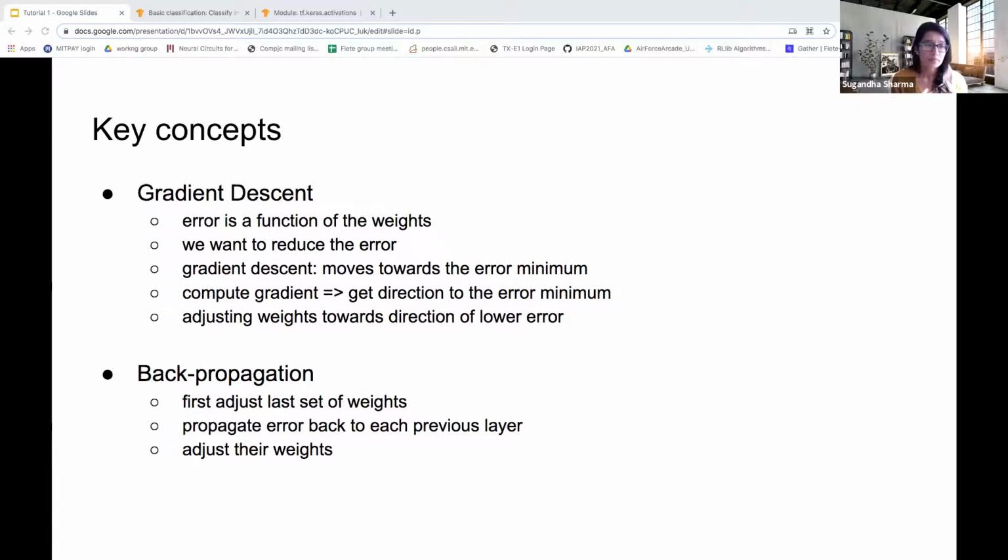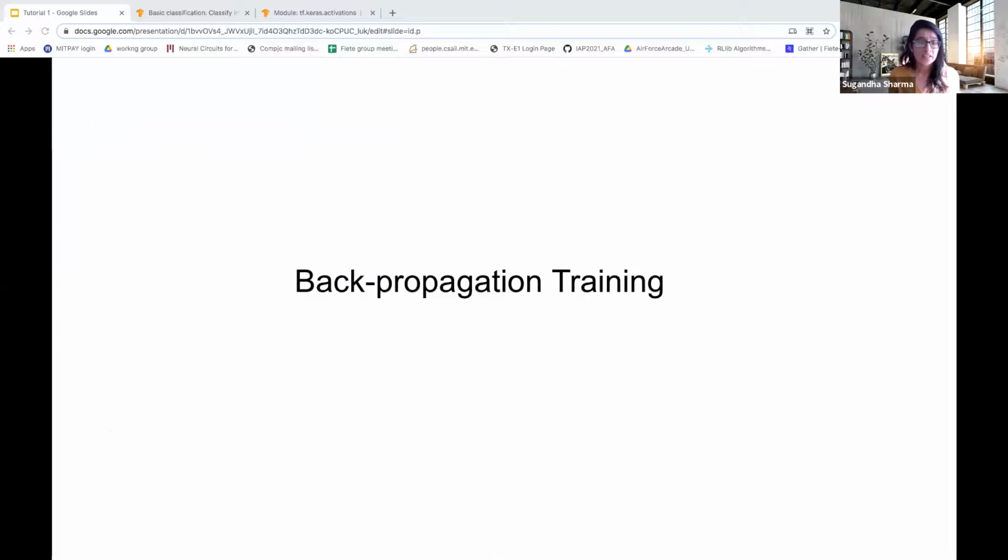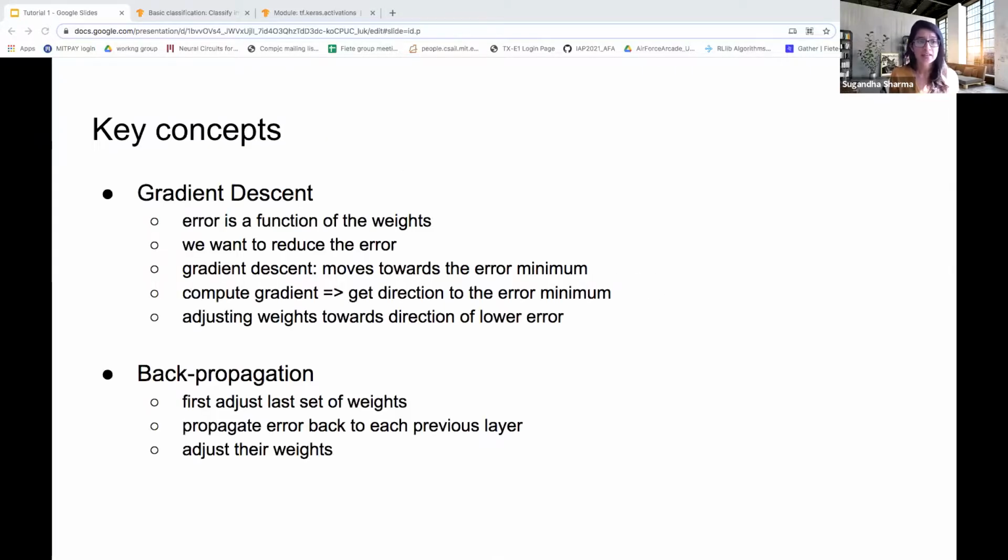And so the main idea is that the error from the network is dependent on the weights. Because if you look at this network, right, this network is composed of a bunch of weights. And we want to find the optimal weights. And we know that the error at the output nodes is going to be dependent on these sets of weights, right? So gradient descent is based on the idea that error is a function of the weights. And our goal is to reduce that error.